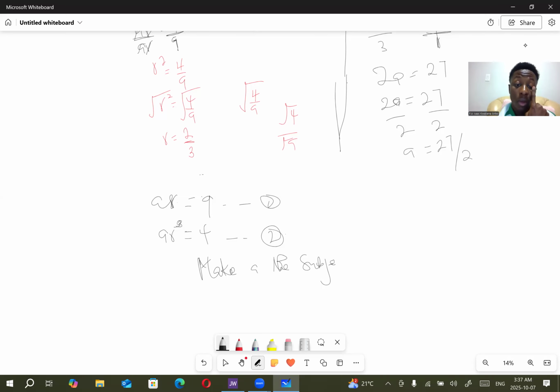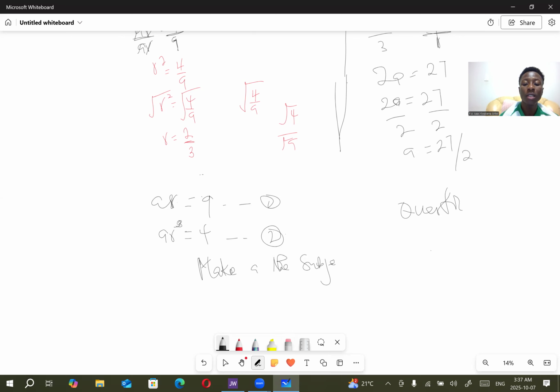If you're making A the subject, I don't want R to be exponent 4, because at your level, it's not in your syllabus that I teach you quartic functions or quartic equations. We call something a quartic equation when the power is 4. But I want you to see something.